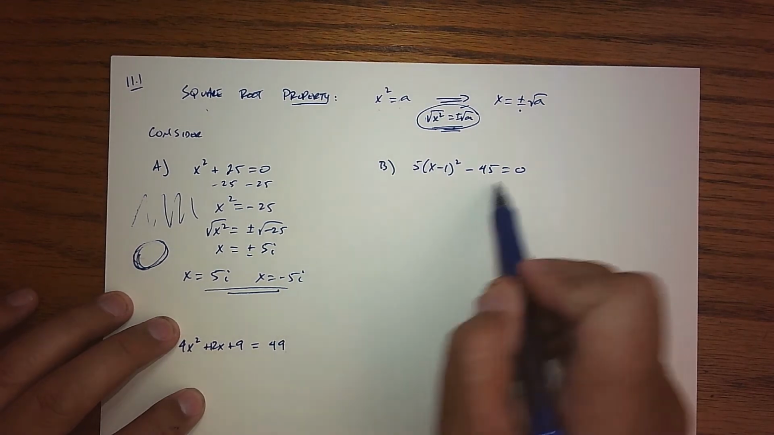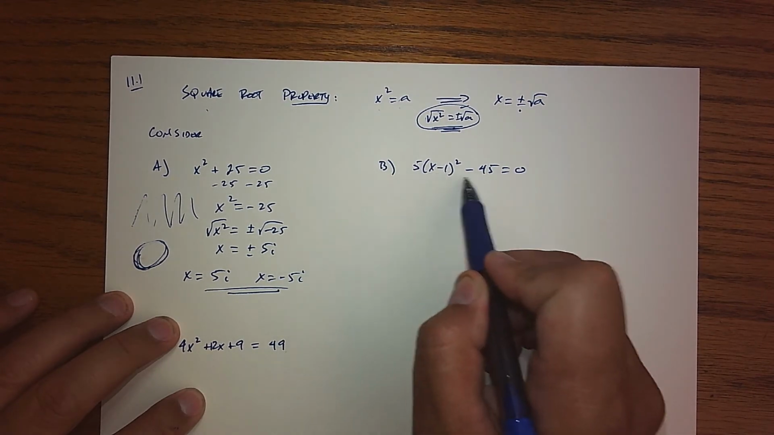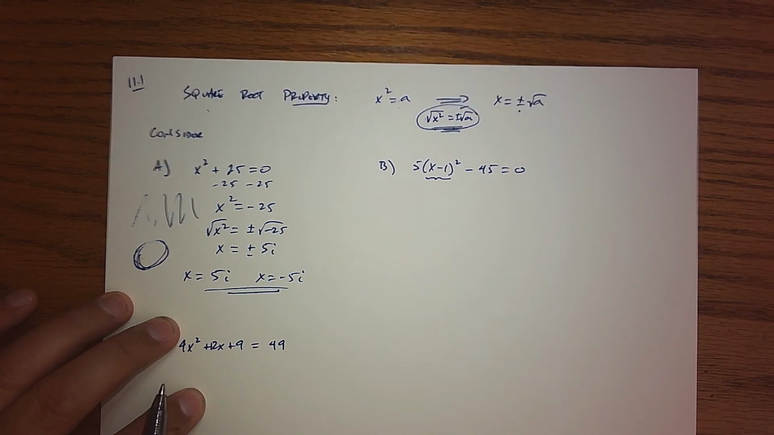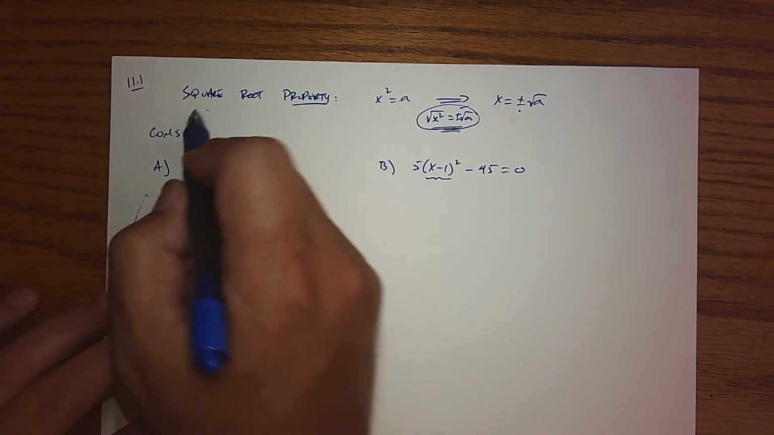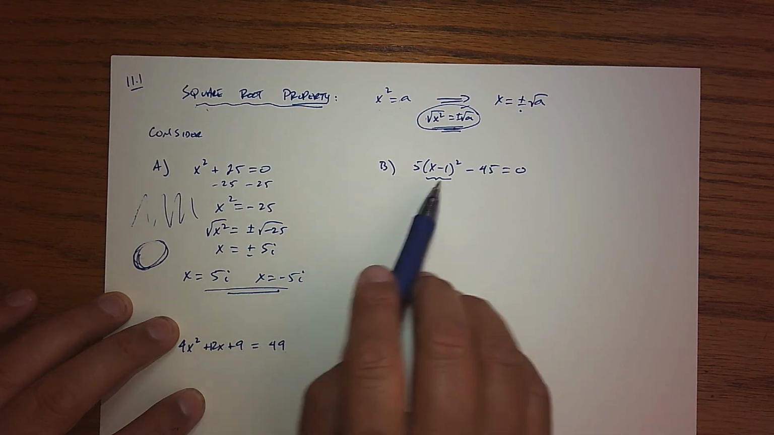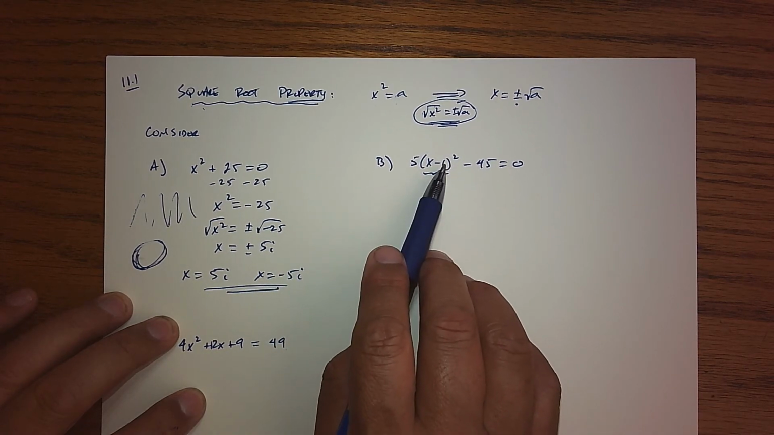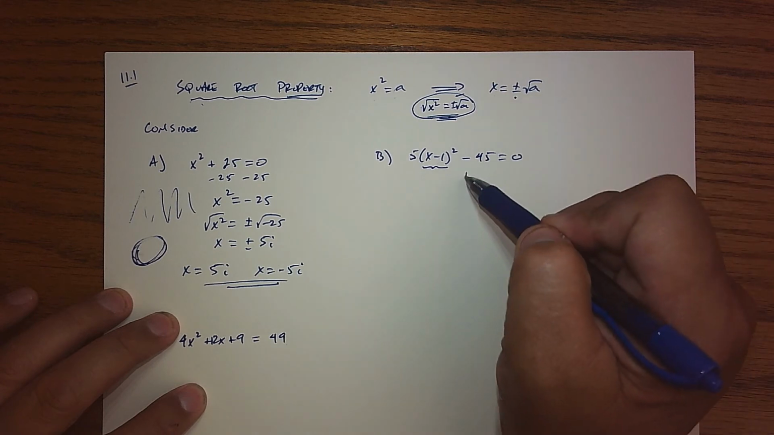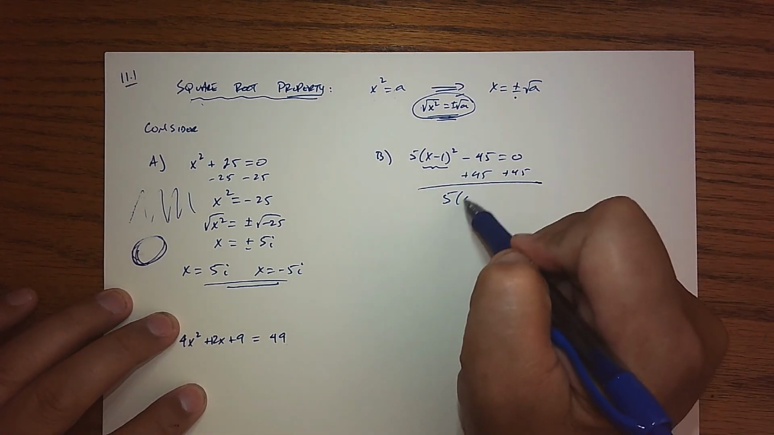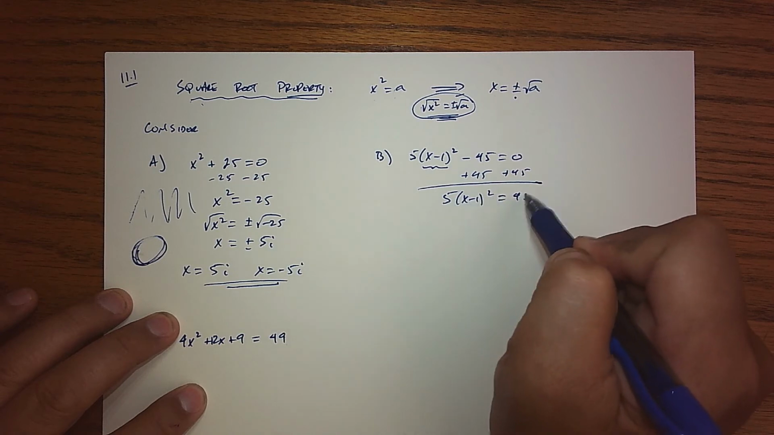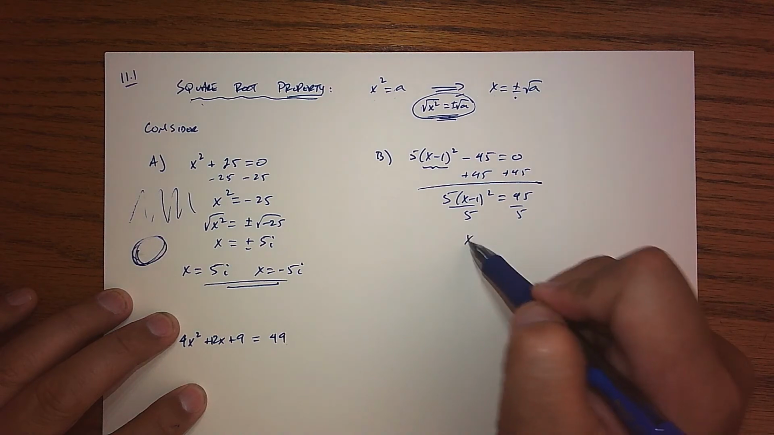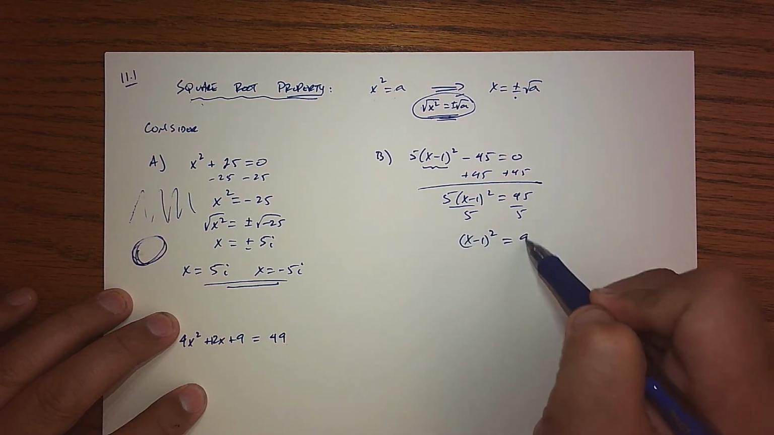Again, a little bit more going on here. There's a lot of ways we can approach this, but what I'm going to do is take advantage of the fact that I do have something squared, and so that gives me the opportunity to use the square root property. But I need to get that piece that's squared off by itself. So we'll employ some algebra. I'll subtract 45 from both sides, and that would give us 5 times (x minus 1) squared equals 45. The next move I would do is divide by 5, and that leaves us with (x minus 1) squared equals 9.